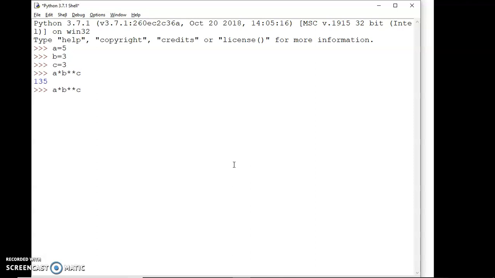Parenthesis can change this. So if you have something like this, then obviously you understand that first the multiplication should be performed, and after that the exponentiation should be performed.